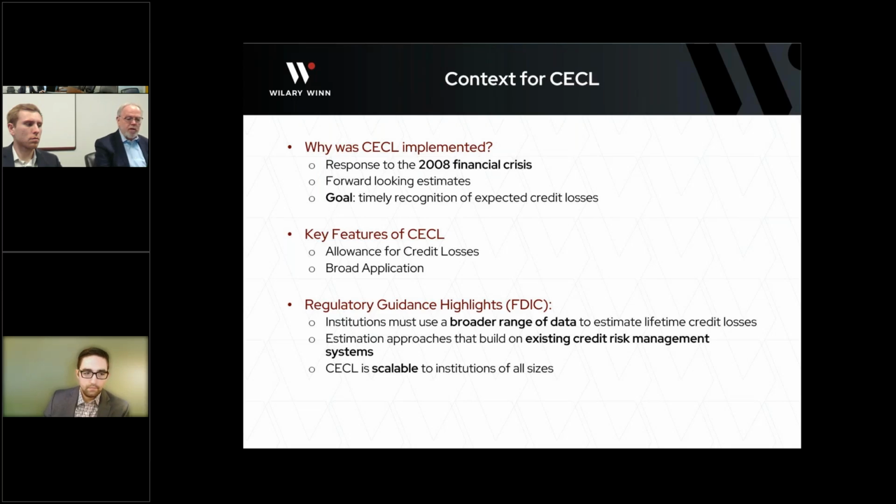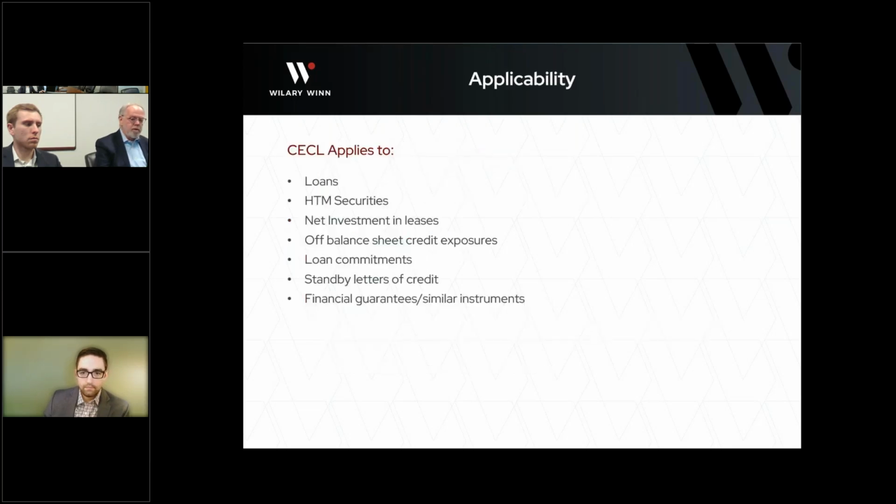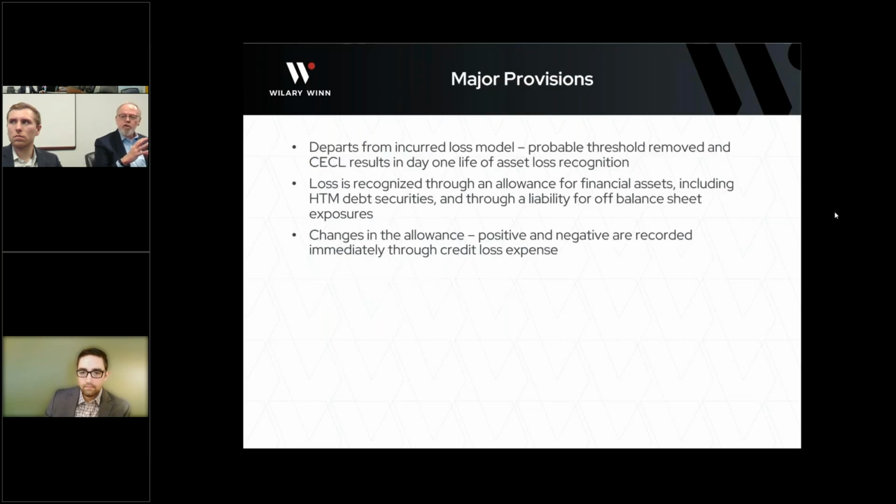Okay, CECL applies to loans, HTM securities, net investment leases, off-balance sheet credit exposures, loan commitments, standby letters of credit, financial guarantees, and similar instruments. Now, the two hardest things, I believe, in terms of the application of CECL are loans, which is fairly extensive work on the loan portfolio, and also HTM securities.